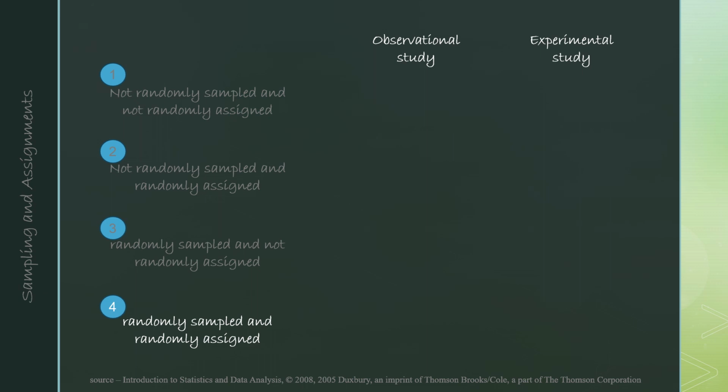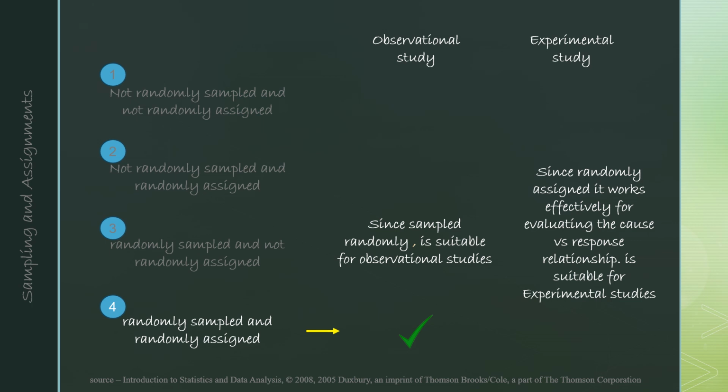Randomly sampled and randomly assigned. Since sampled randomly, as discussed in the previous case, it is suitable for observational studies. Since randomly assigned, it works effectively for evaluating the cause versus response relationship, hence is suitable for experimental studies as well.